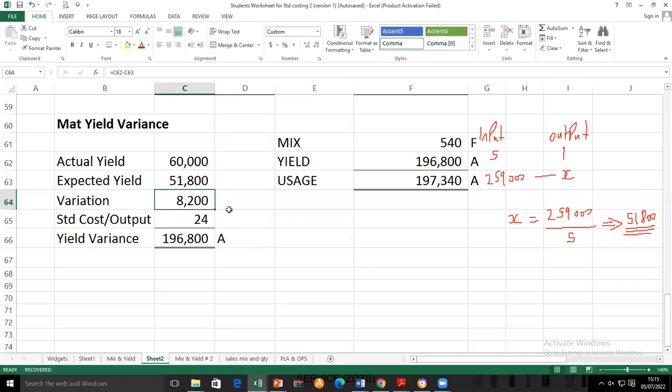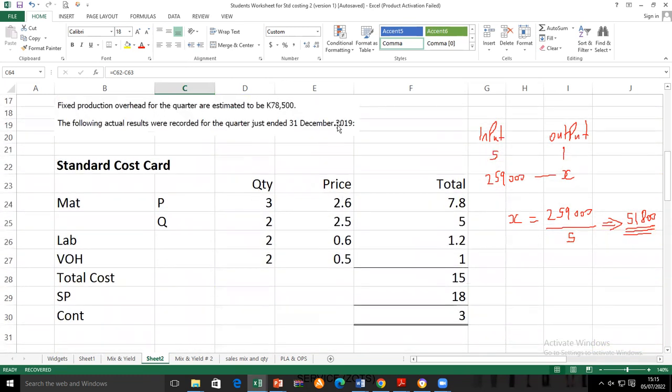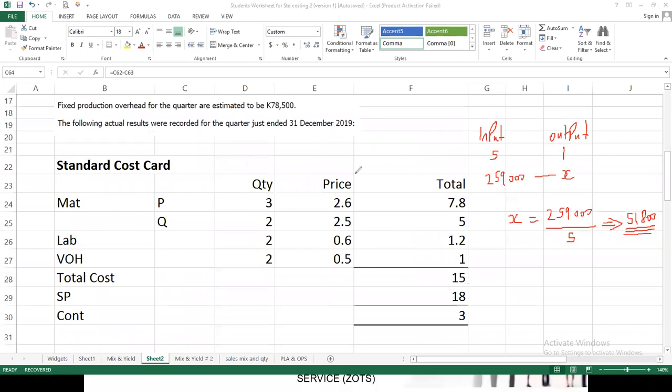So that's a variation there, which is favorable. What's the standard cost? Standard cost per each unit of output. Let me see if you know how to pick them. So you come here. So the standard cost is here. Each unit of output, the standard cost is here. And this is the standard material cost.